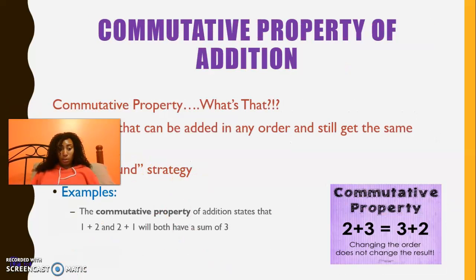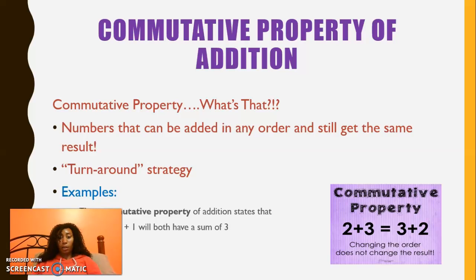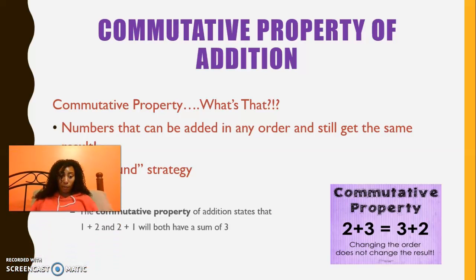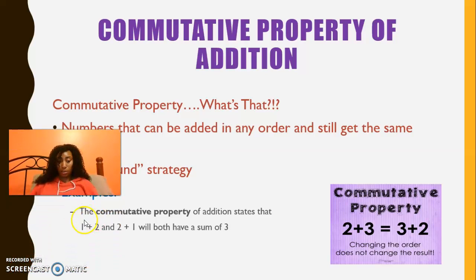Commutative property of addition. What is the commutative property of addition? Numbers can be added in any order and still get the same result. Just the turnaround strategy. Some examples right here, and a visual of 2 plus 3 equals 5.